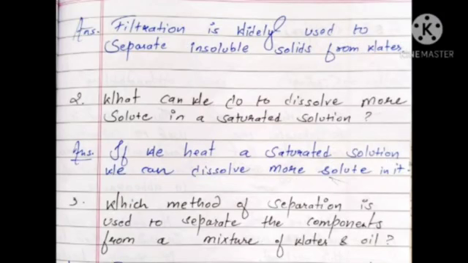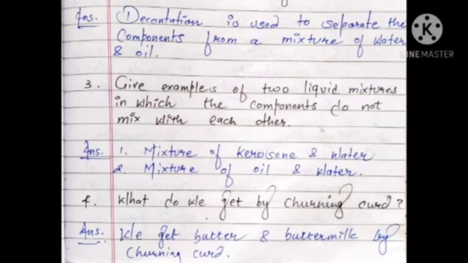Third question is, which method of separation is used to separate the components from a mixture of water and oil? The answer is, decantation is used to separate the components from a mixture of water and oil. Next one is, give examples of two liquid mixtures in which the components do not mix with each other. The answer is, mixture of kerosene and water. Second one is, mixture of oil and water. Fourth question is, what do we get by churning curd? The answer is, we get butter and buttermilk by churning curd.